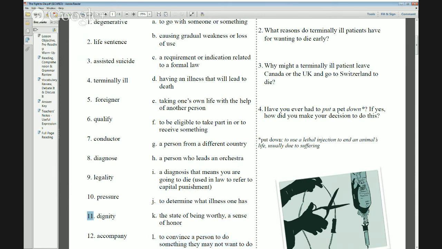Okay, 11, dignity. Dignity is the state of being worthy or a sense of honor. You don't want to lose your dignity by doing foul acts, by doing certain actions that might jeopardize your dignity. So the state of being worthy or sense of honor. Okay, and the last one in the list here we have number 12, accompany.